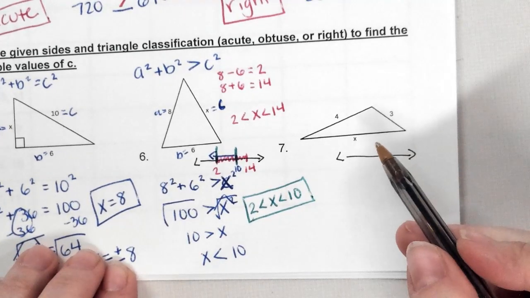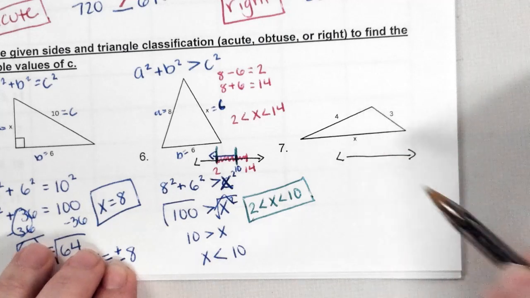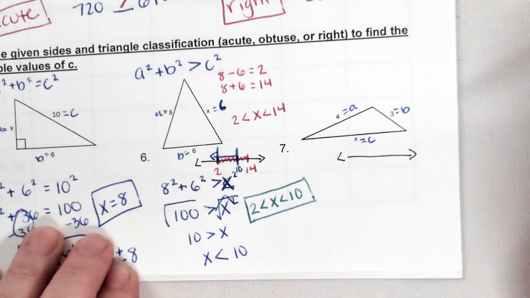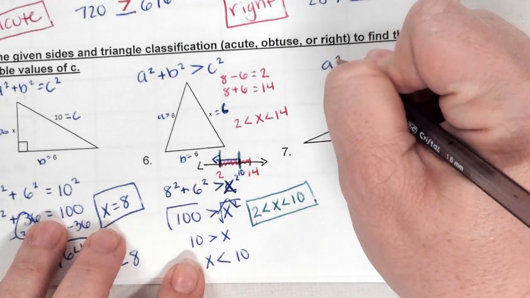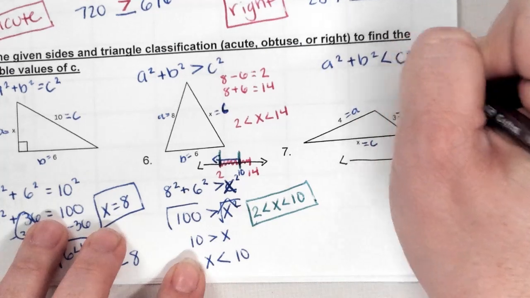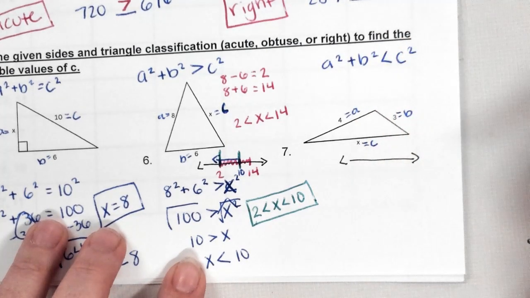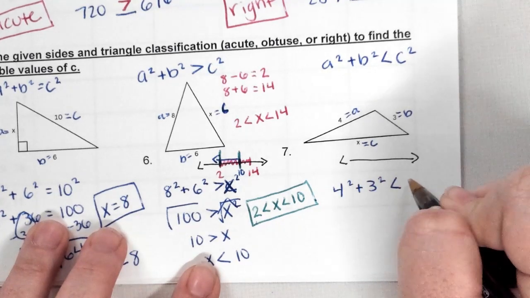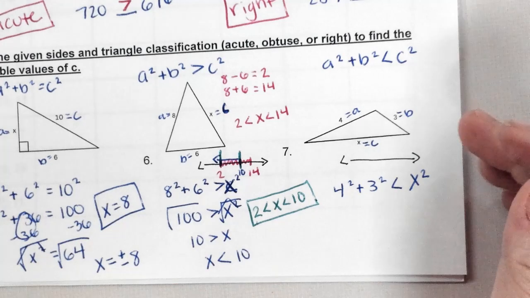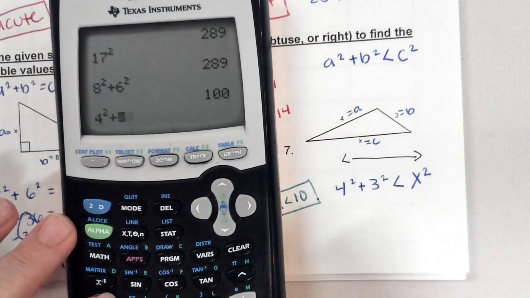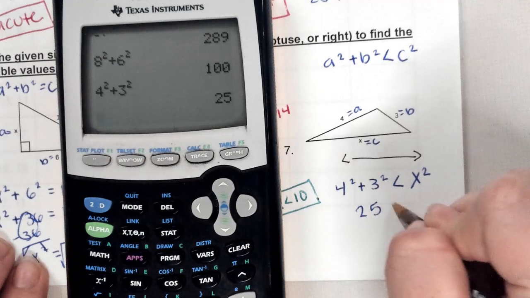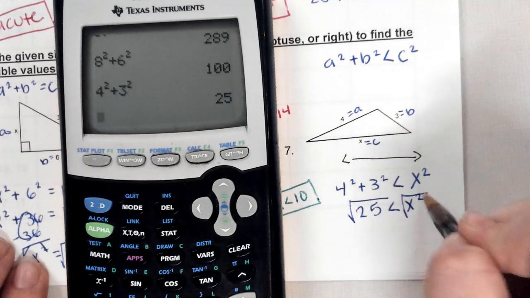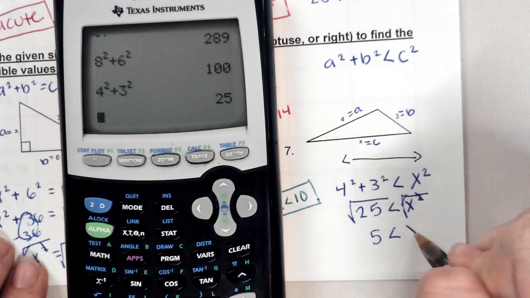So here we have this one. Again, this is what kind of triangle? Obtuse. Now this one's super obvious that this is our C, so again, it doesn't matter which one's A or B. And obtuse tells me that I'm going to do a squared plus b squared is less than c squared. C squared is bigger because it's a bigger angle, right? Okay, so knowing that, we have 4 squared plus 3 squared is less than x squared. If we type 4 squared plus 3 squared in our calculator, we get 25. Now what? Square root of both sides, and again, we're not worried about the negative, so we end up with 5 is less than x.